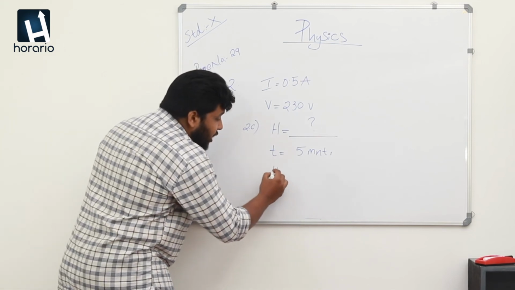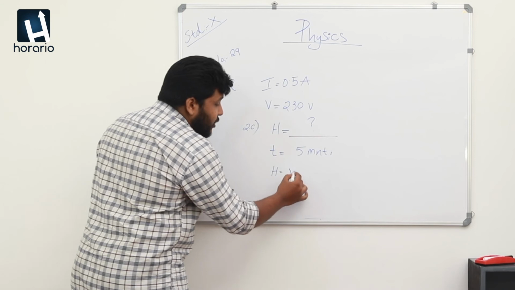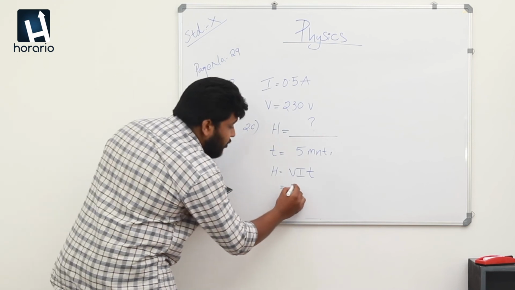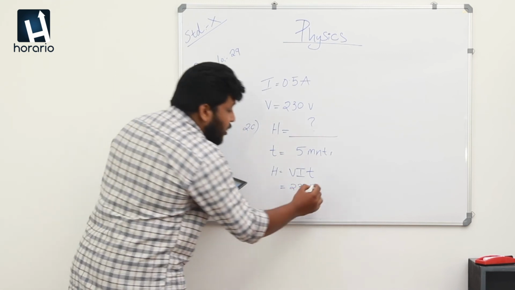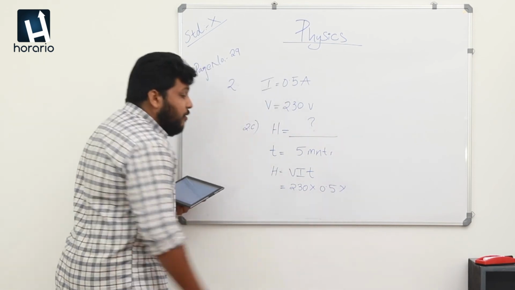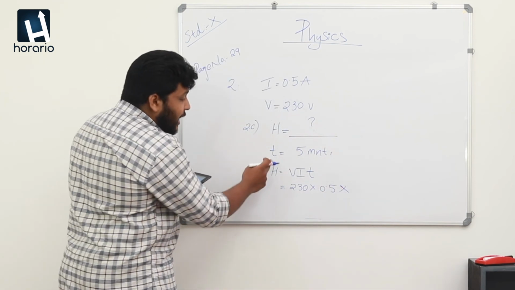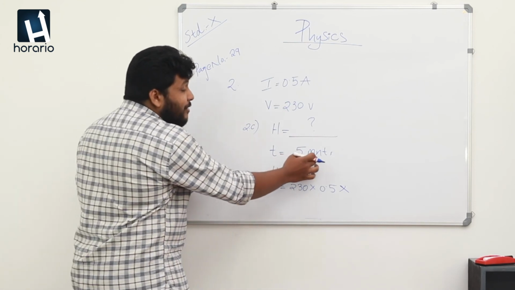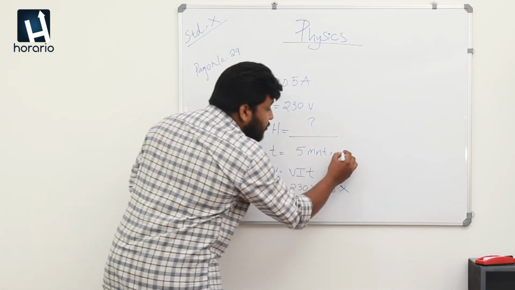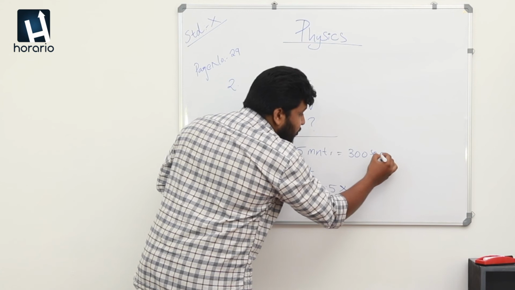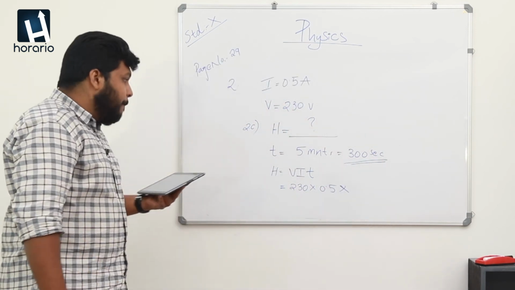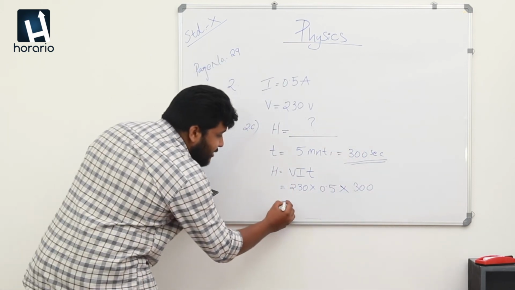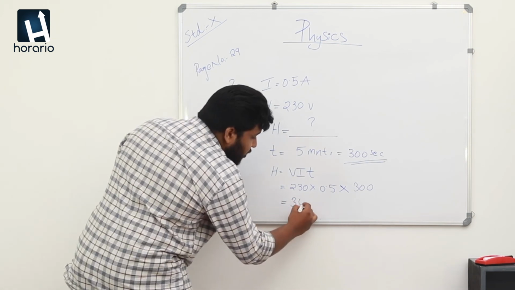So we can use the equation H is equal to VIT, and substituting the values, V is equal to 230 into 0.5 into, and the main portion here, the time is given in minutes, that is 5 minutes, and it will be equal to 300 seconds. We already done this in the part A. So we want to substitute 300 seconds here.